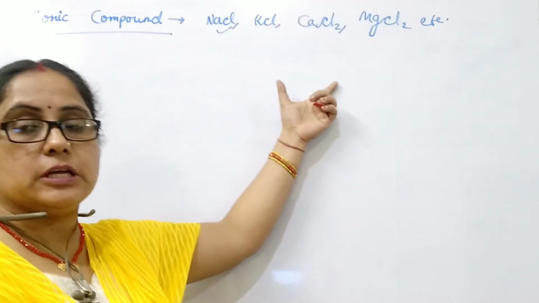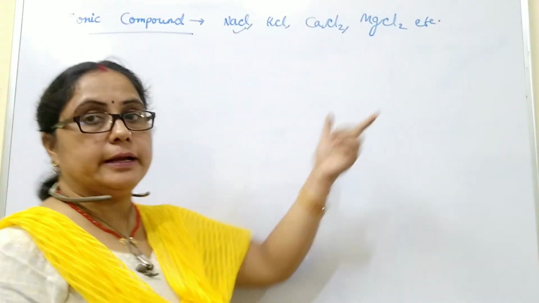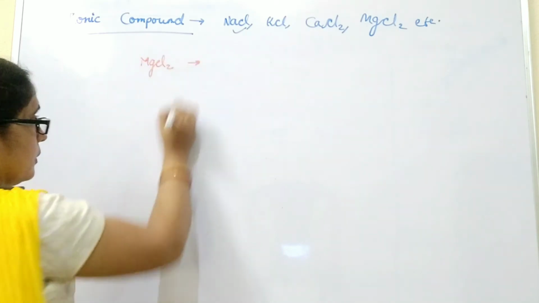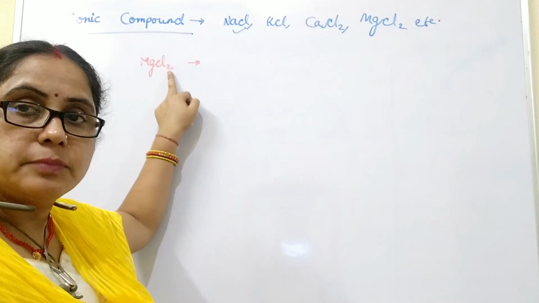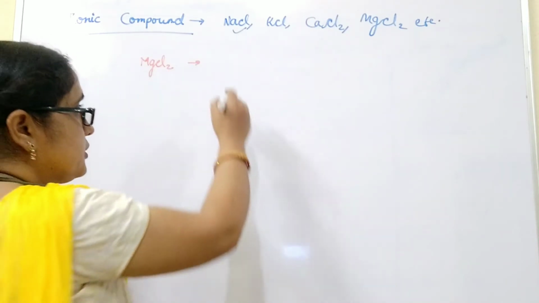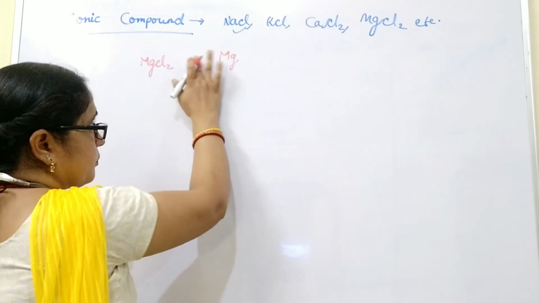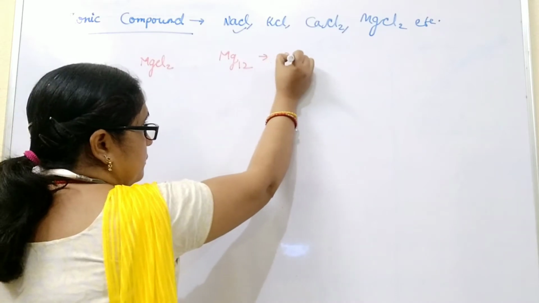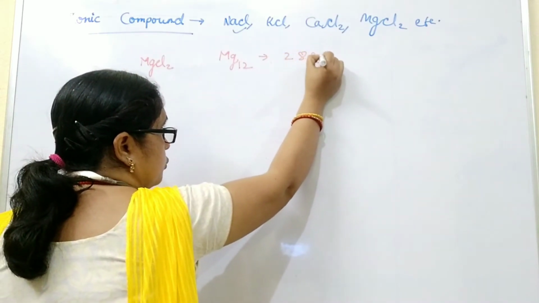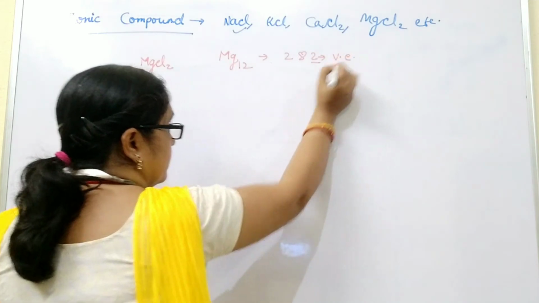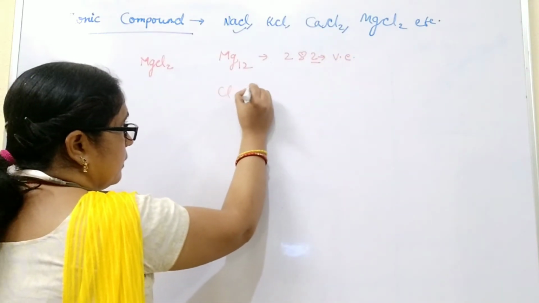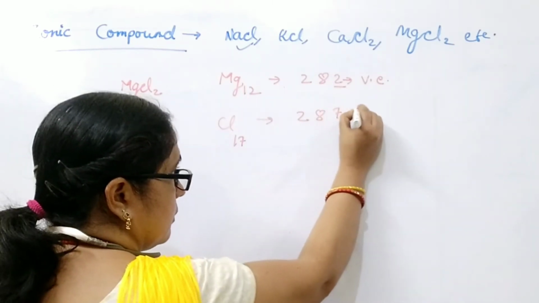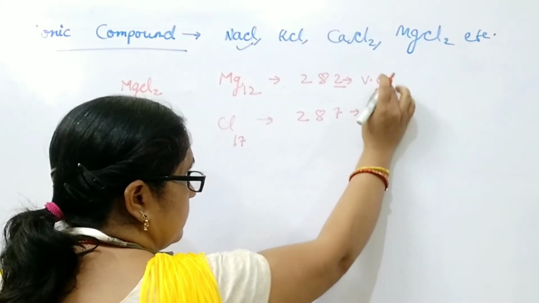Similarly, other ionic compounds are formed. Take the example of magnesium chloride, and how it is formed. Magnesium chloride contains two elements, magnesium and chlorine. Magnesium has 12 electrons, so its electronic configuration is 2, 8, 2. It has two valence electrons. And in the case of chlorine, the atomic number is 17. It contains 7 electrons in its outermost shell.